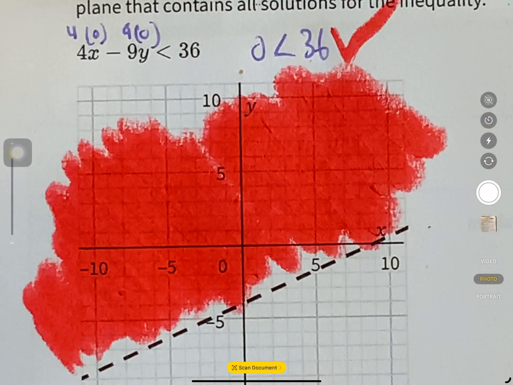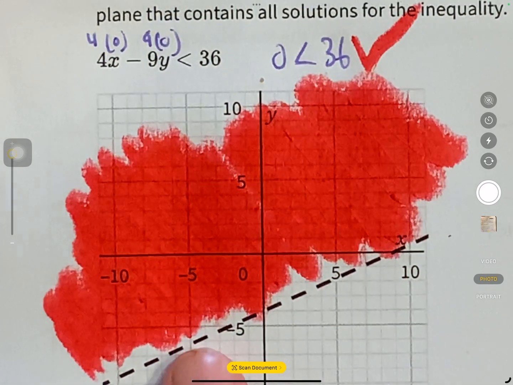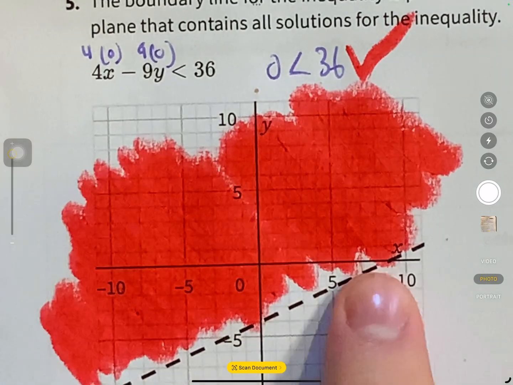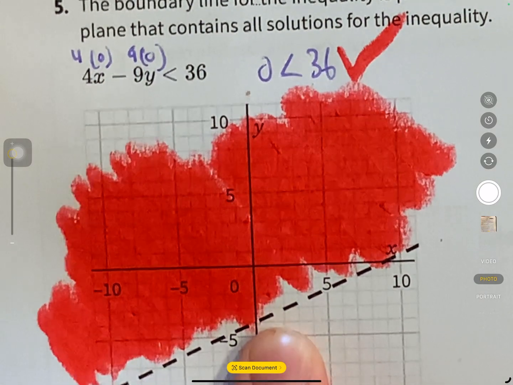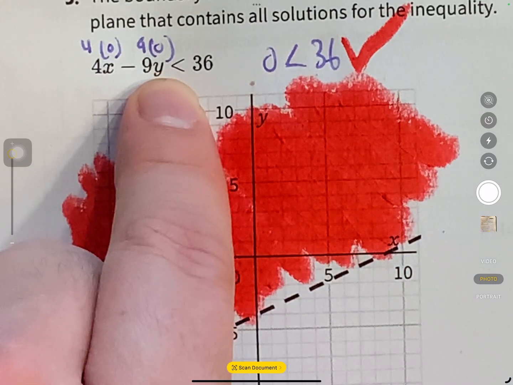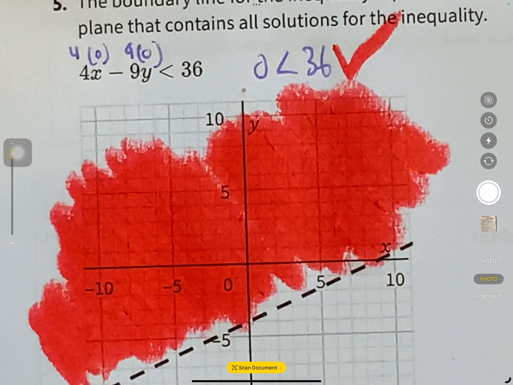And this is just one line shading right now. We're not doing any more than that. And if I asked you why this was dotted, would you tell me why? Why is that dotted? The answer has to do with this right here. This is a less than sign. What if it was a less than or equal to sign? Then it would be solid.